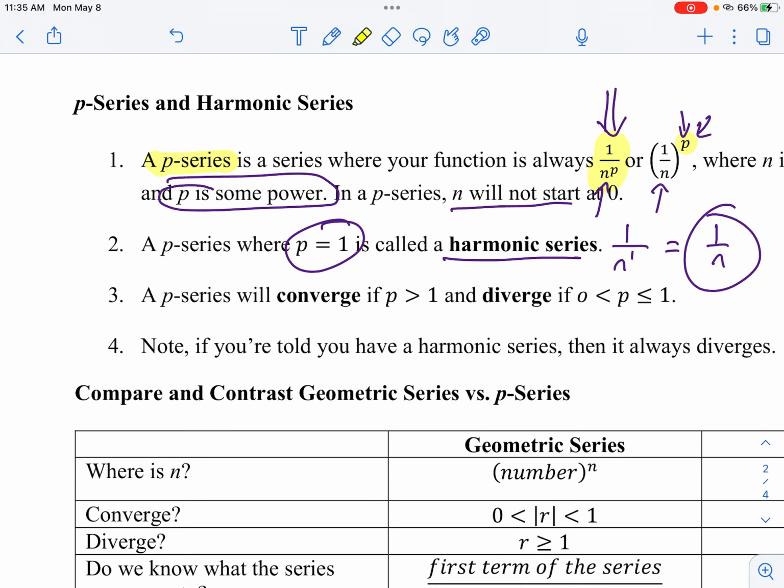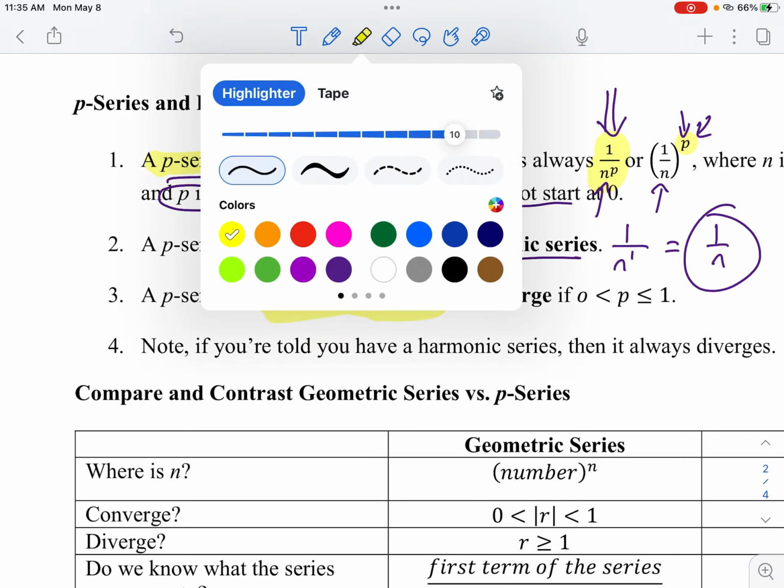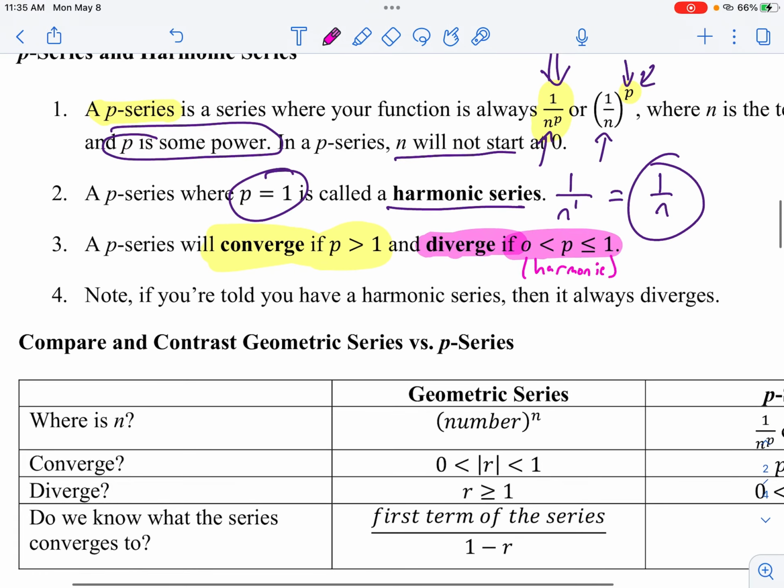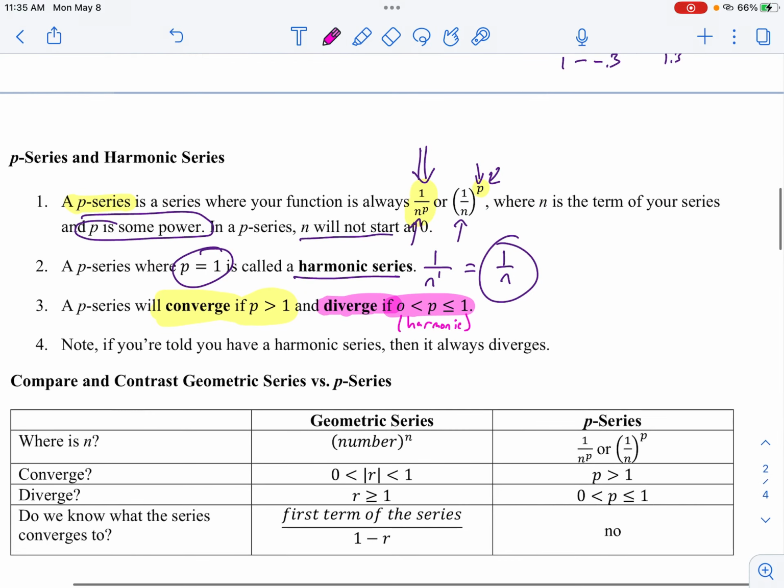Well, what do you need to know? As long as your p, your power, is greater than 1, the series converges. And if the p is less than or equal to 1, it diverges. So that also means that a harmonic series will also diverge, because a harmonic series is when p is 1. Now, this isn't geometric. We're not going to figure out what number it converges to. That's not the point. We're just answering convergence or divergence, which one. Note number 4: if you're told you have a harmonic series, then it always diverges.